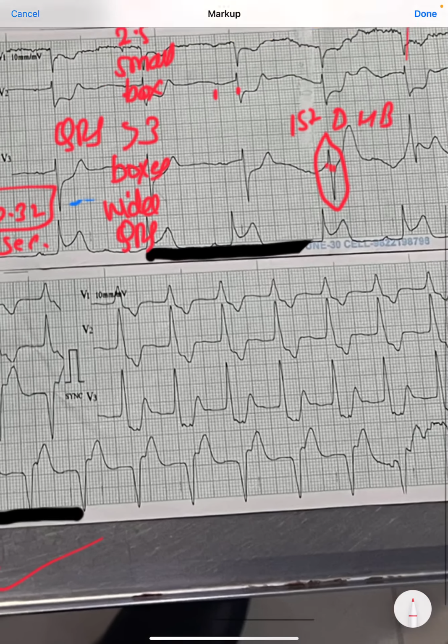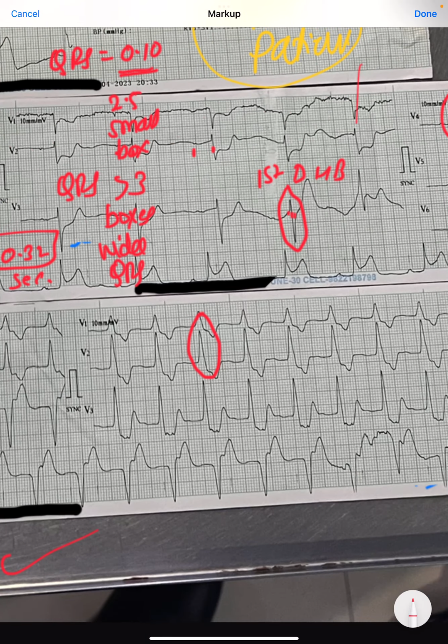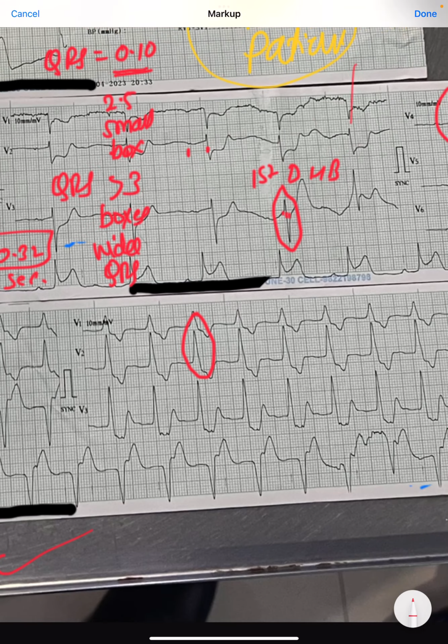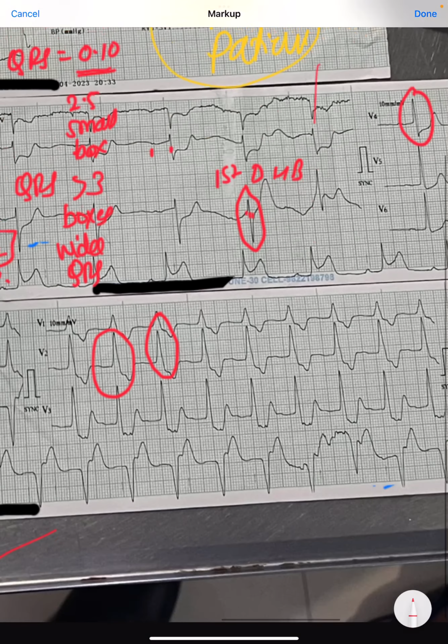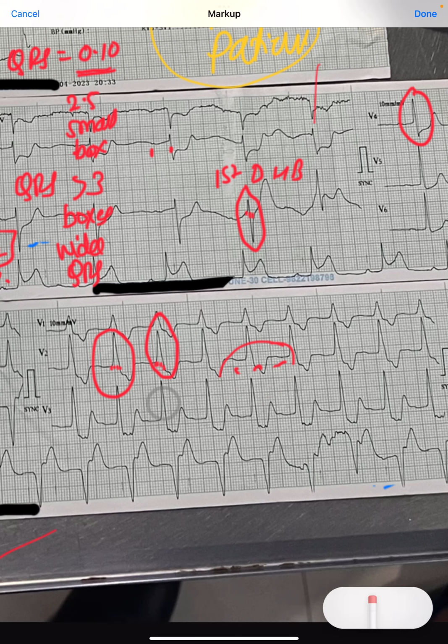But what has happened here is that the QRS is pretty wide. We can calculate here that there is one small box, 2 and 3. So 1, 2 and 3. Almost around 3.5 small boxes are there. It means this is a wide QRS. So there is no P wave and the QRS is wide.